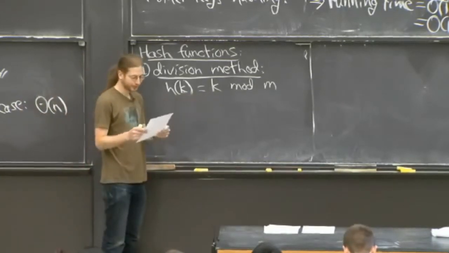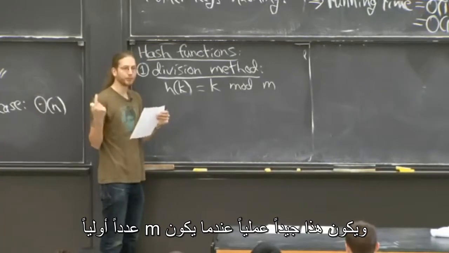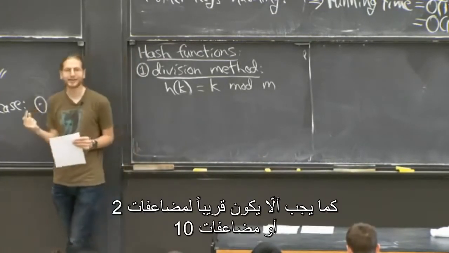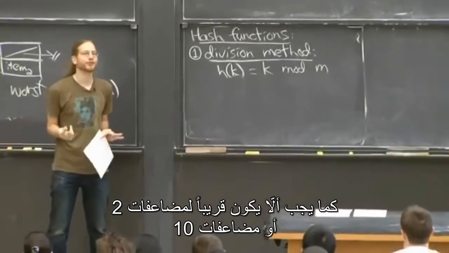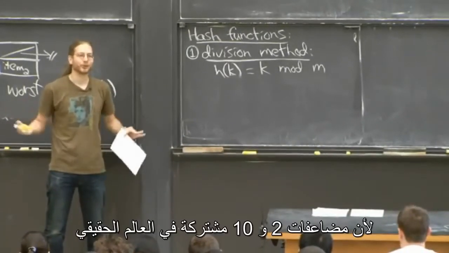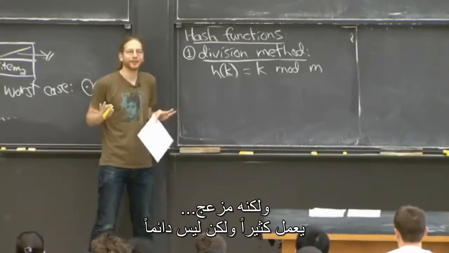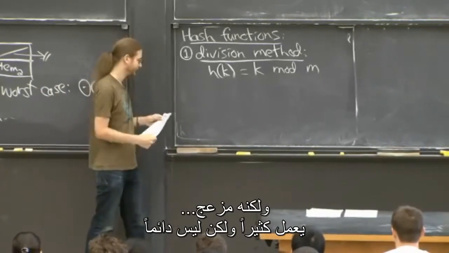In practice, it's pretty good if m is prime. You always choose a prime table size, so you don't have those common factors. And it's not very close to a power of 2 or a power of 10, because real-world powers of 2s and 10s are common. But it's very hackish. Okay? It works a lot of the time, but not always.